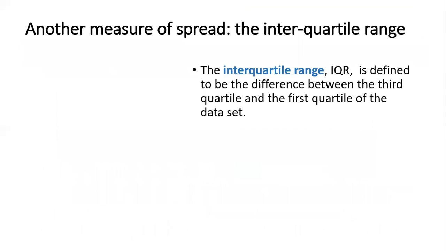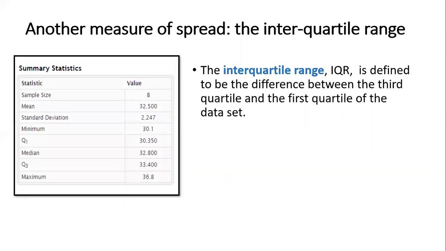When we think about those quartiles, they can give us another measure of spread for a data set, something that we call the interquartile range. The interquartile range, or IQR, is defined to be the difference between the third quartile and the first quartile of a data set. So let's think again about Beth's tip data set, looking at those 8 randomly selected days and the total tips she received on those days. We remember that we had just noted that Q3, the third quartile, was $33.40, and Q1, the first quartile, was $30.35. The difference between those two quartiles is going to be what we call the interquartile range.